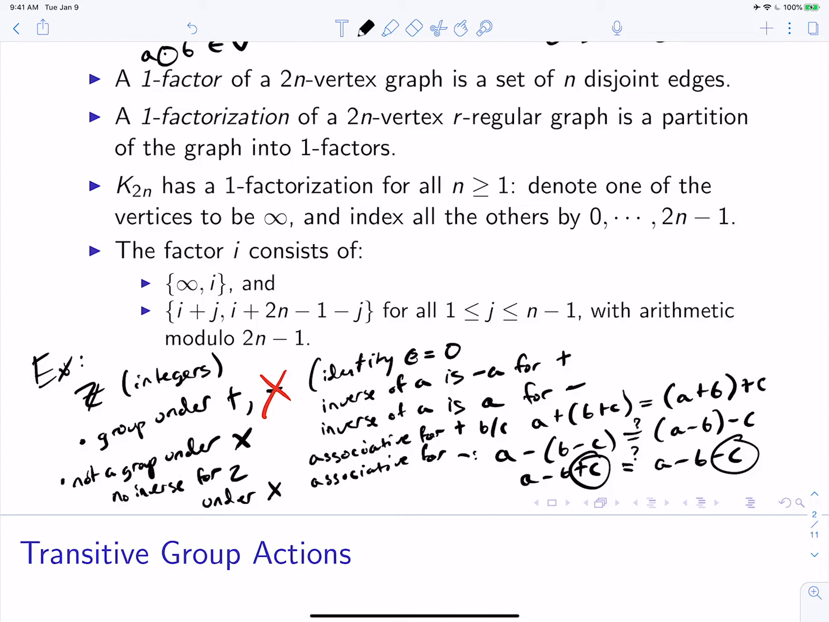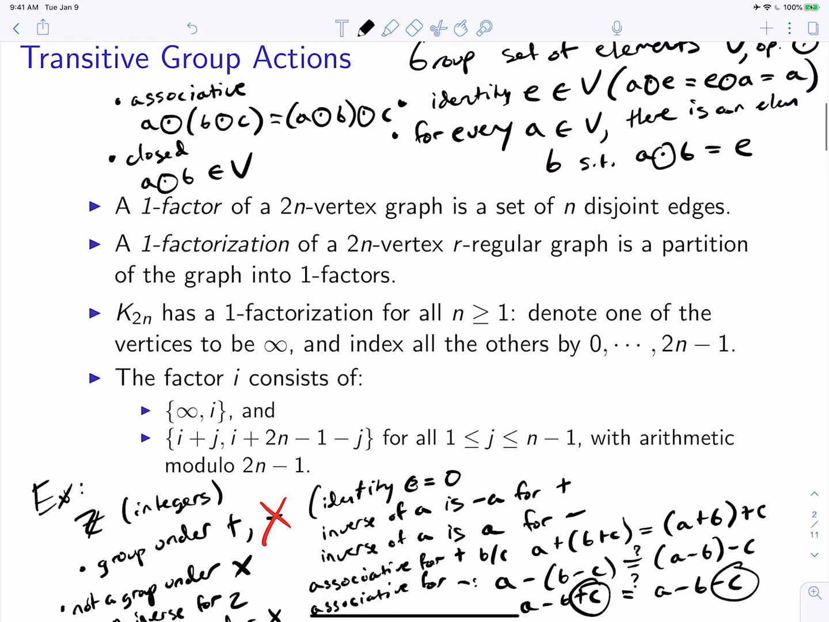Another example would be the rational numbers, but take away 0, under multiplication. That would be a group because the inverse of an element in the rationals would be just the reciprocal of the number. And it's associative because we can multiply things in any order. So there are some groups, things that are not groups, and some additional properties that you can get.